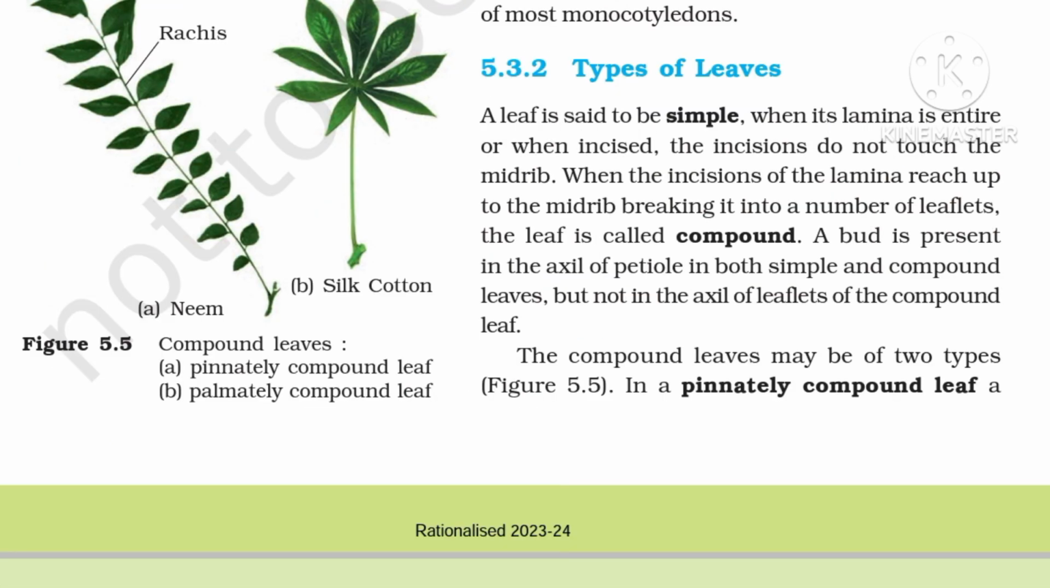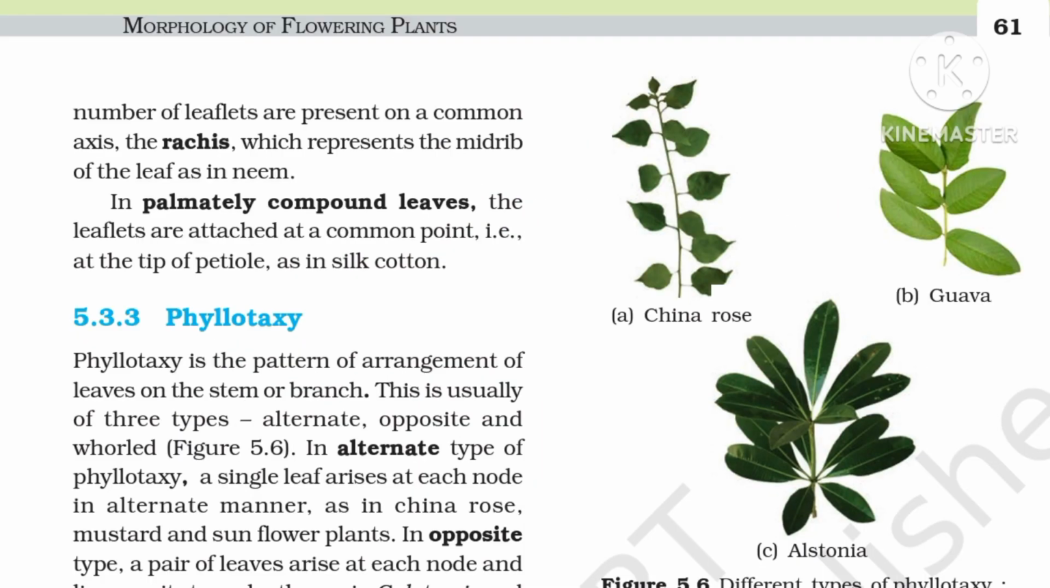The compound leaf may be of two types (Figure 5.5). In a pinnately compound leaf, a number of leaflets are present on a common axis, the rachis, which represents the midrib of the leaf, as in neem. In a palmately compound leaf, the leaflets are attached at a common point at the tip of the petiole, as in silk cotton. Phyllotaxy. Phyllotaxy is the pattern of arrangement of leaves on the stem or branch.